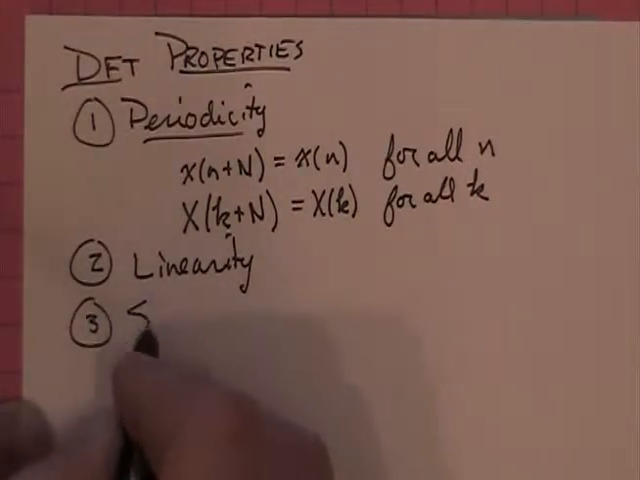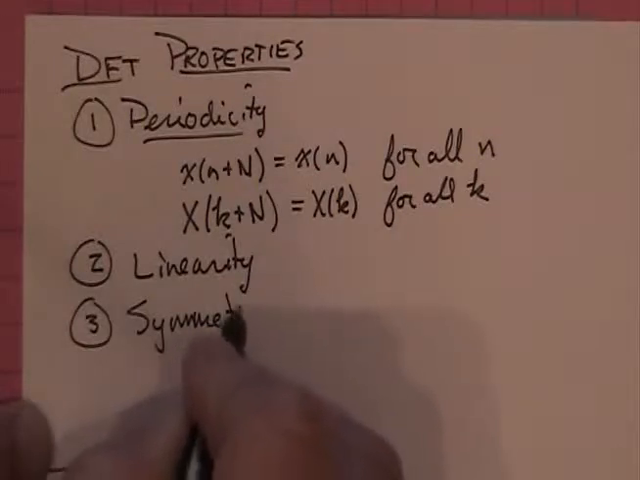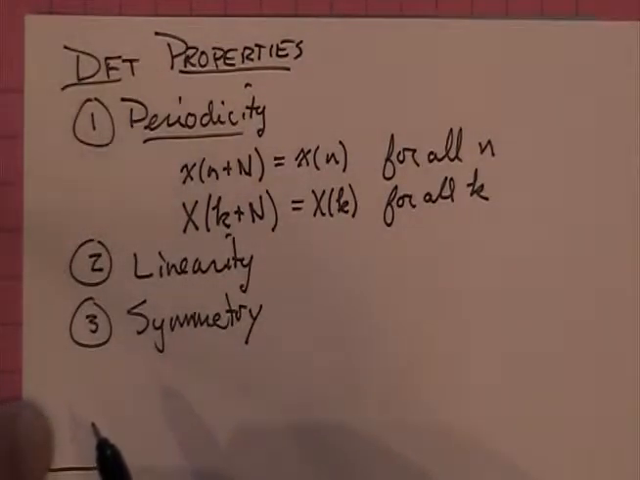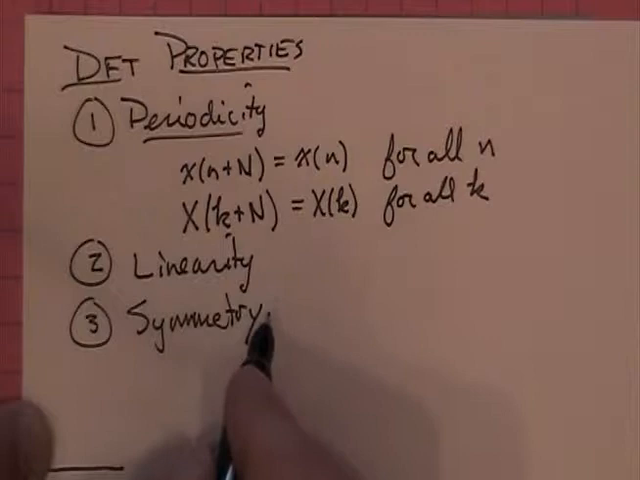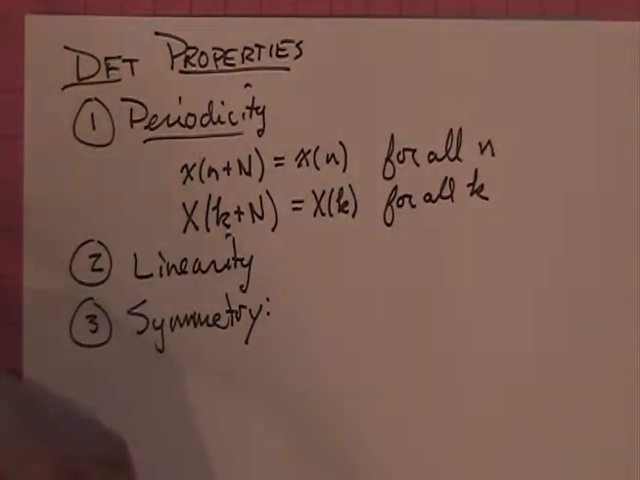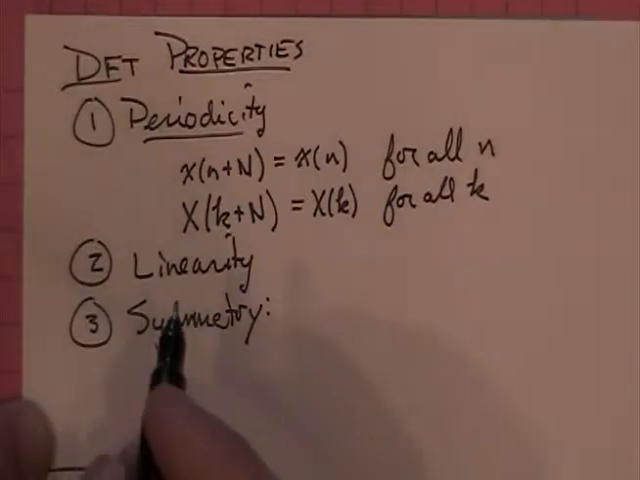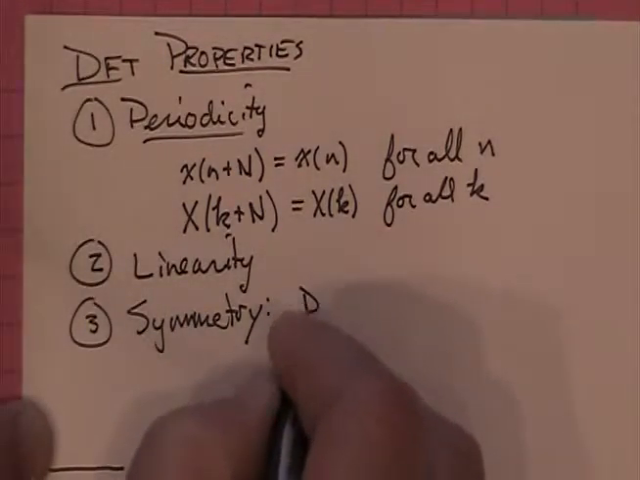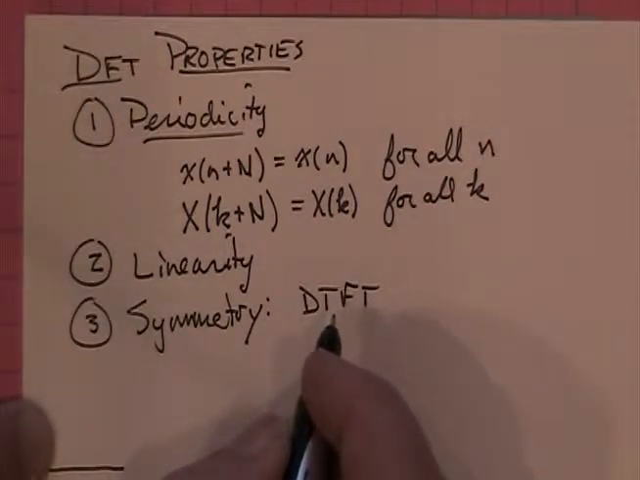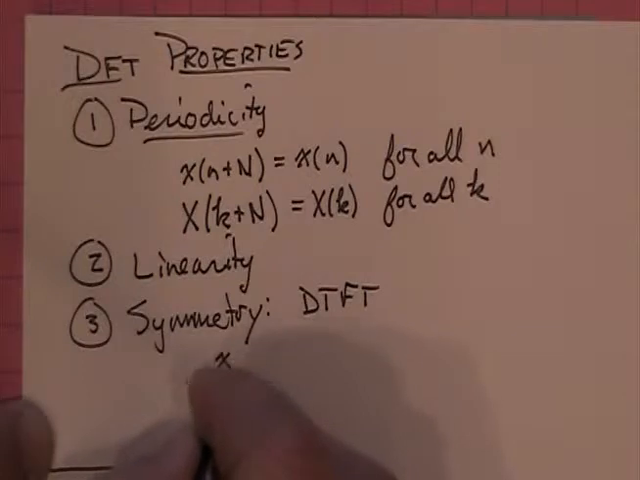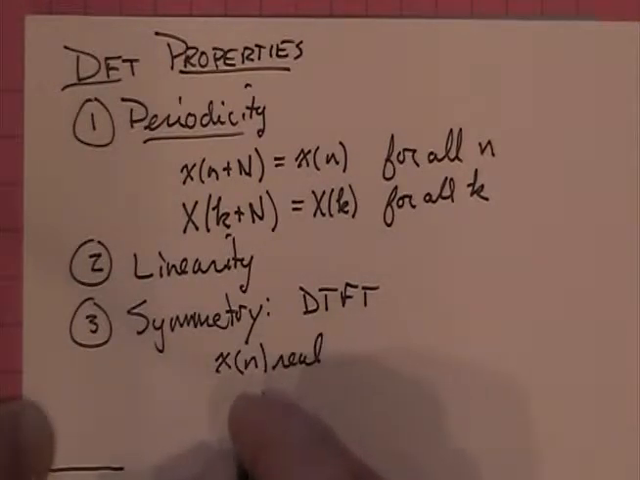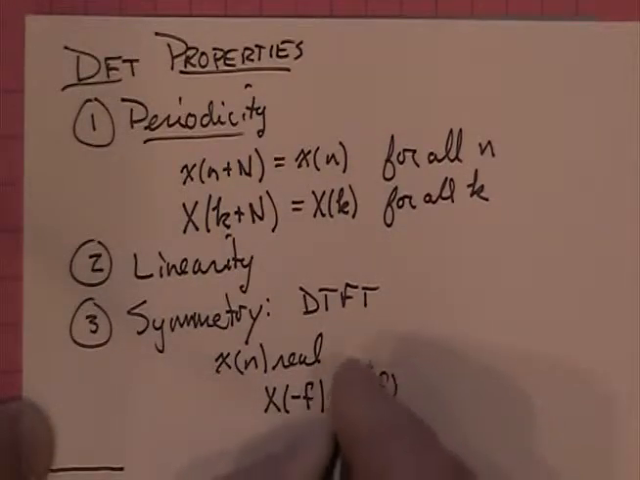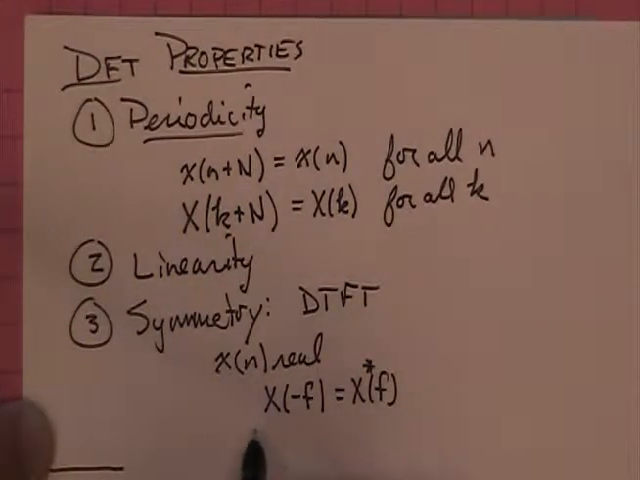We have some symmetry properties. And there are lots of these, and we mentioned a few of them for the DTFT. They're basically the same properties that we've had before, and one of the ones we had before for the DTFT is a conjugate symmetry property. So x of n real implied that if I looked at X of minus f, that was the same as X of f, but it always had to be the complex conjugate of that, right? Okay, so we had this property already for the DTFT.